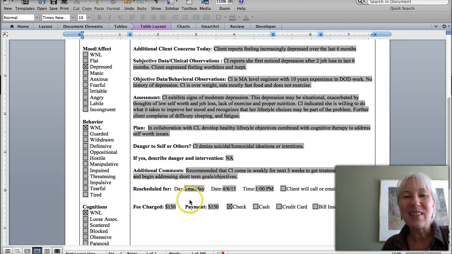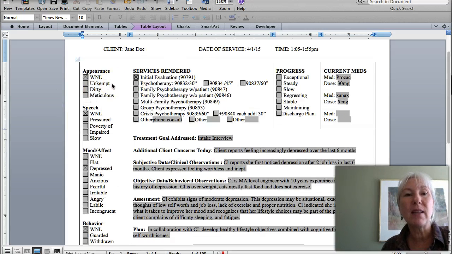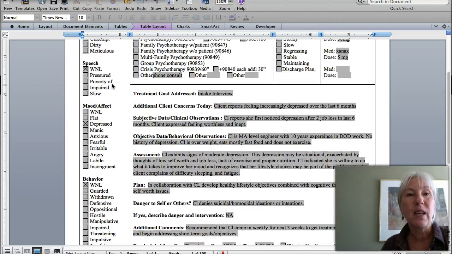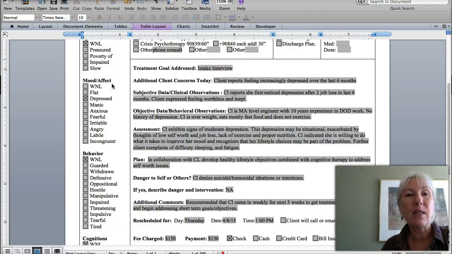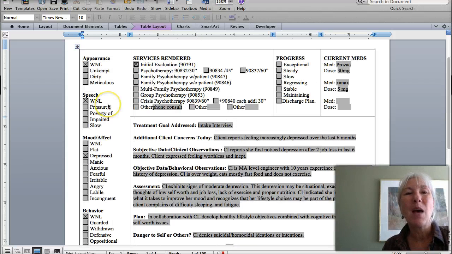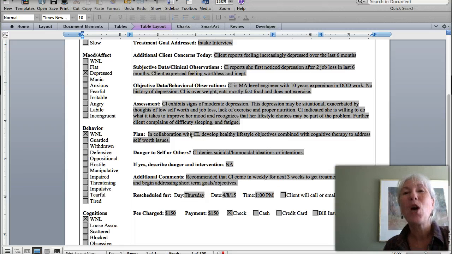Reschedule the client, the time, the date, and record your fee charged and whether it was collected. Don't forget to do your mini mental health assessment. That's over on the left-hand side of the form. Assessing for appearance, speech, mood, behavior, and cognitions. By the way, I'll include in the description below a link to a glossary explaining all of the mental status exam terms. Well, I hope this helps.